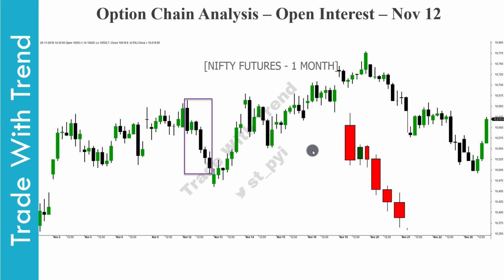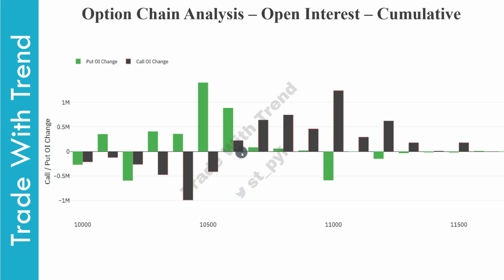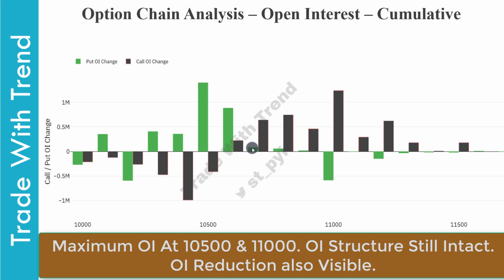Price for this particular session closed at 10,525. So this is the cumulative open interest chart that you see in front of you. With price at 10,525, maximum open interest is at 10,500 for puts, and for calls it is at 11,000. While price has closed negatively for November 12th, there is no significant change in terms of open interest structure.